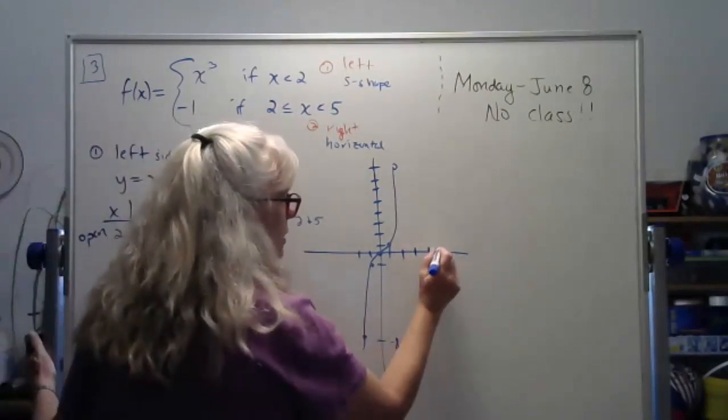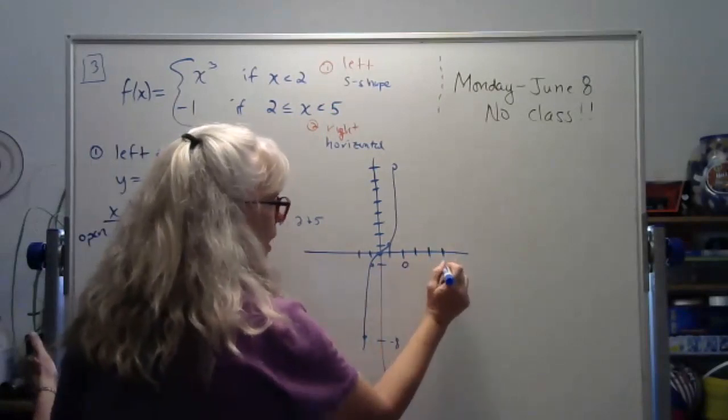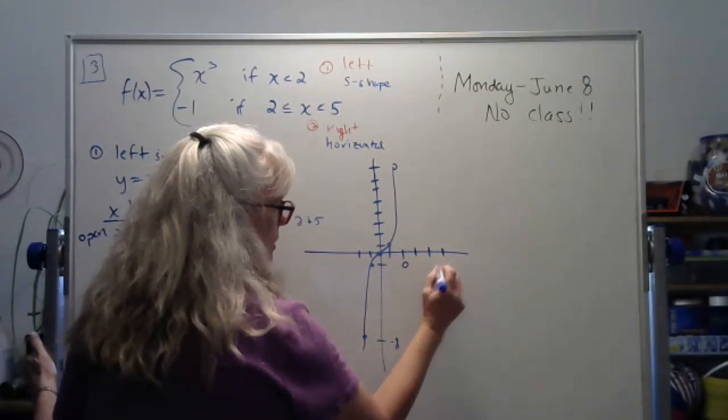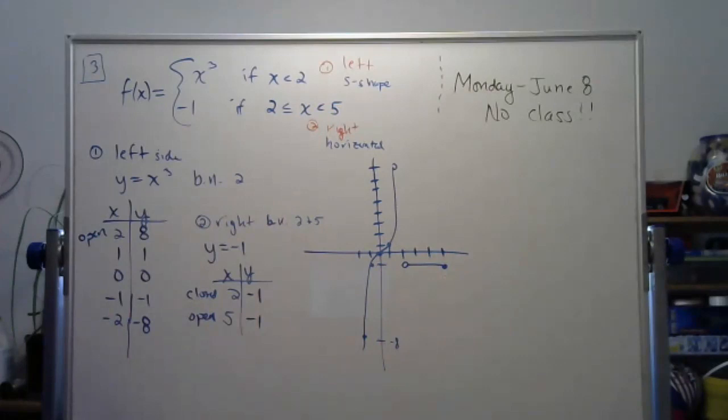So I'm going to go plot those points. So at 2, we're down at -1, it's closed. At 5, we're down at -1 and it's open. So it's a horizontal line going between those 2 points. Whoops, I did that backwards, didn't I?